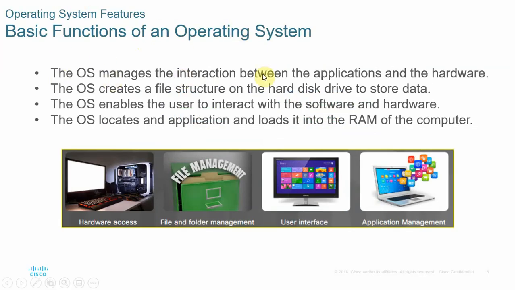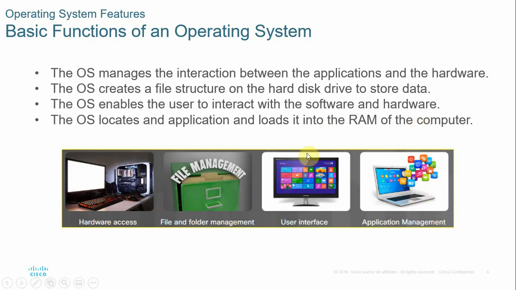The OS manages the interaction between the applications and the hardware, as we saw with the different types of hardware, and not only that, it manages your applications. The OS creates a file structure on the hard disk drive to store the data. I hope all of you know where you are storing your information, like the C drive and D drive in your computer. The OS enables the user to interact with the software and the hardware. The OS locates an application and loads it into the RAM of the computer. Whenever you want an application, it will be loaded into your memory.